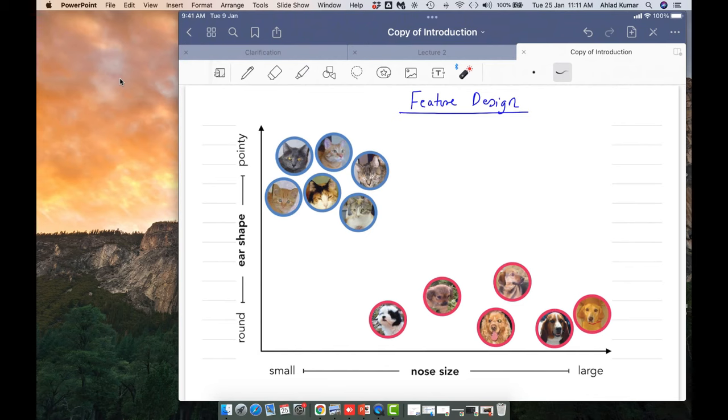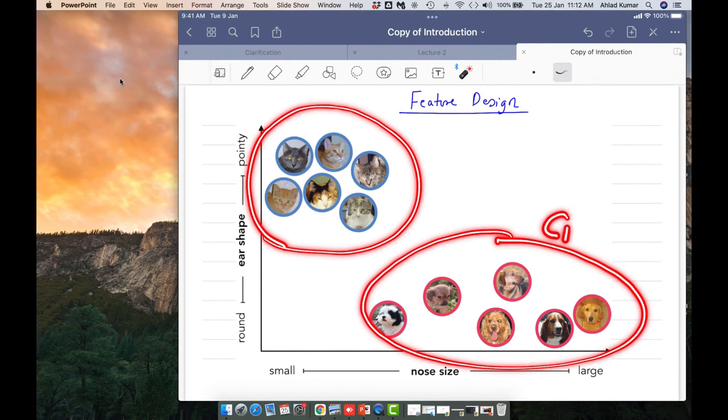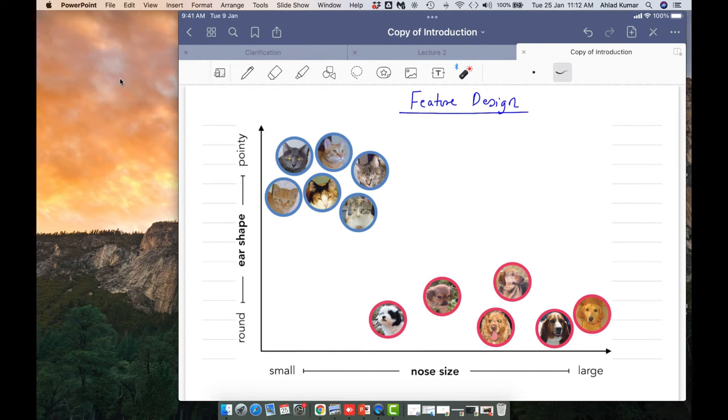If I had taken ear shape as the only single feature, it might be the case that some of the dogs will also have pointy ears and will lie here. But because of the nose size feature, this will move to this side, and that creates robustness. The more features you take, the more distance it will create between the two classes. It's not always generally true, but it is still good to have more features for the machine learning problem. The fewer the features, the more problems it will create, because then it's very difficult to separate one class from the second class. So this is the first class, this is the second class. Any questions related to this?